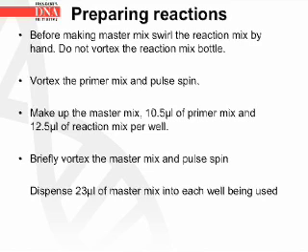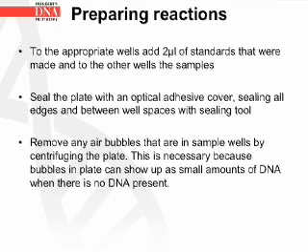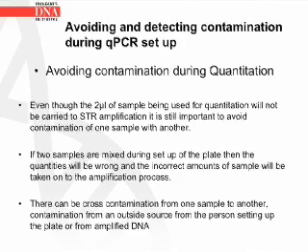Dispense 23 microliters of master mix into each well being used. To the appropriate wells, add 2 microliters of the standards that were made, and to the other wells 2 microliters of the samples. Seal the plate with an optical adhesive cover, sealing all edges and between well spaces with the sealing tool. Remove any air bubbles that are in the sample wells by centrifuging the plate. This is necessary because bubbles in the plate can show up as small amounts of DNA when there is no DNA present. Now let's go through some steps for avoiding contamination during quantitation.